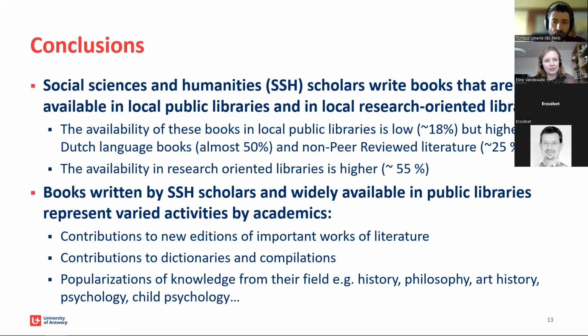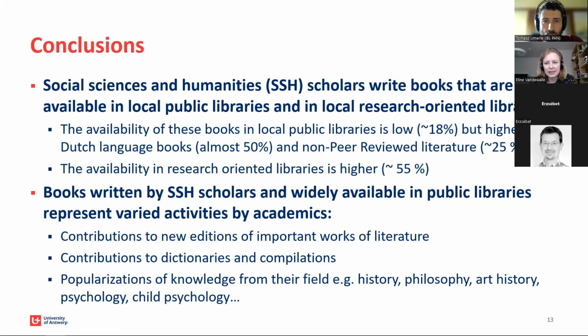So as some short conclusions, social sciences and humanities scholars do write books that are available in local public libraries and in local research-oriented libraries. Of course, a little bit less available in the local public libraries. But if we look at the Dutch language books only, the coverage is quite good there. And also the coverage is a little bit better for the non-peer-reviewed literature.